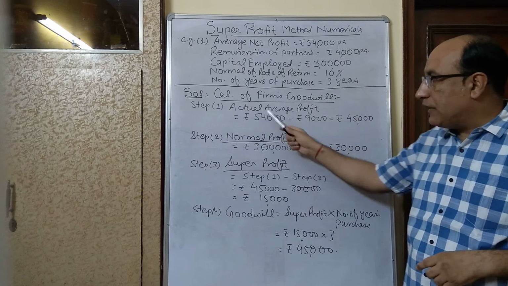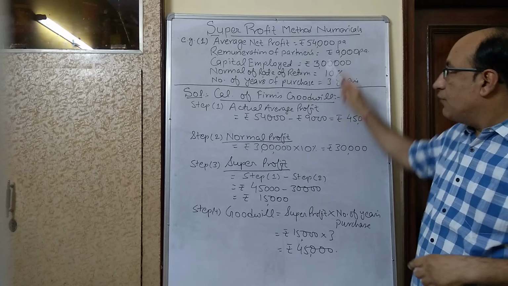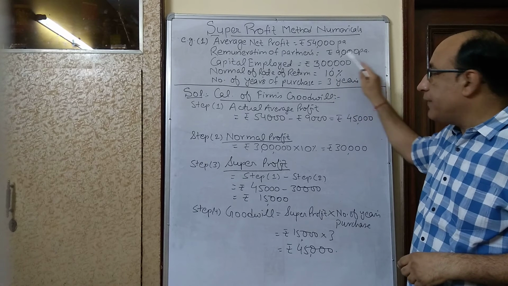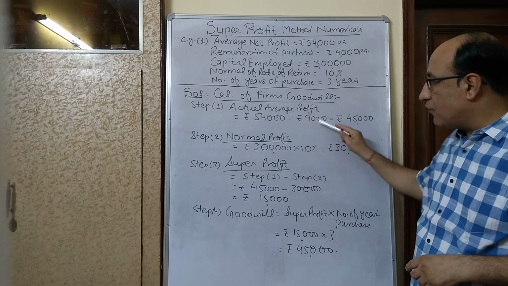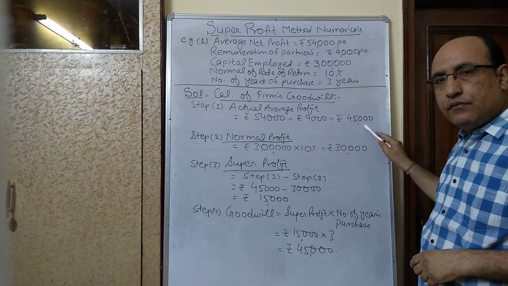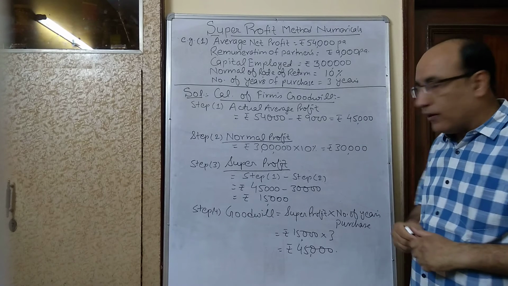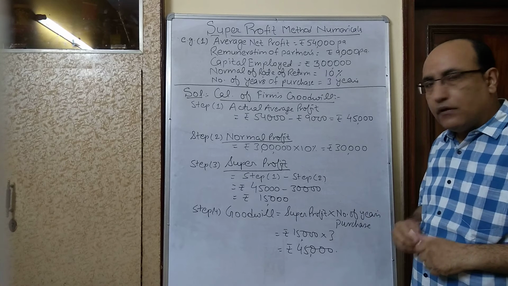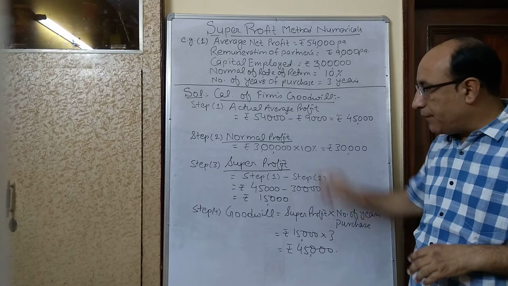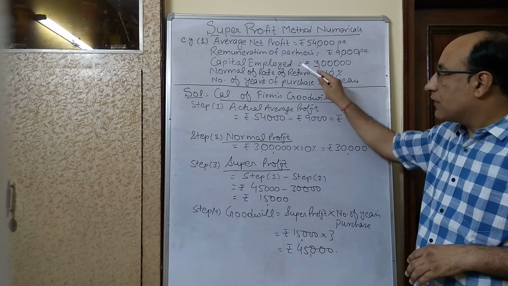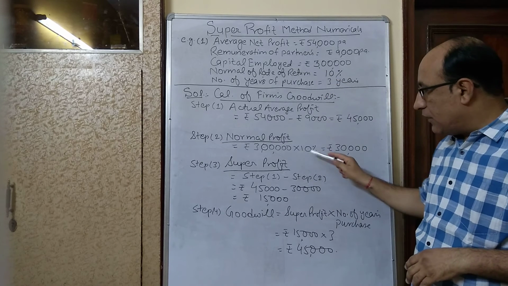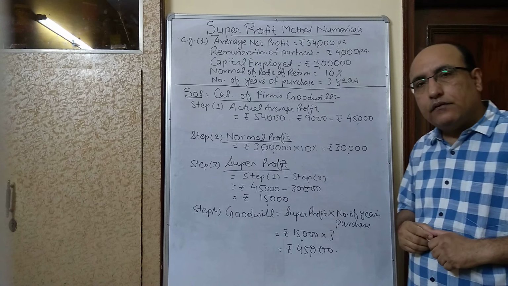Let me clear you the solution. First we have to calculate the actual average profit, which is given as 54,000. Since the remuneration has not been adjusted, we have to deduct 9,000 from the actual average profit. It will become rupees 45,000. Second step, we have to calculate the normal profit, for which the formula is capital employed multiplied by normal rate of return. I am repeating again, it is capital employed multiplied by normal rate of return. Now 3 lakh multiplied by 10%, you will get 30,000.